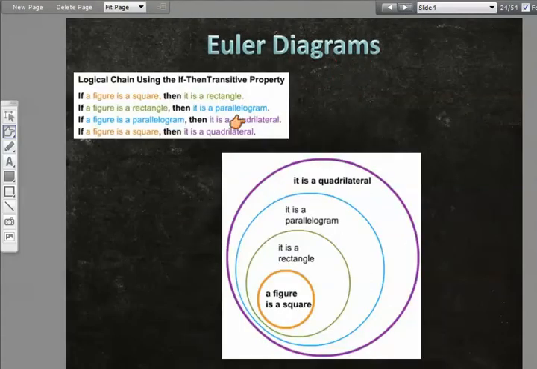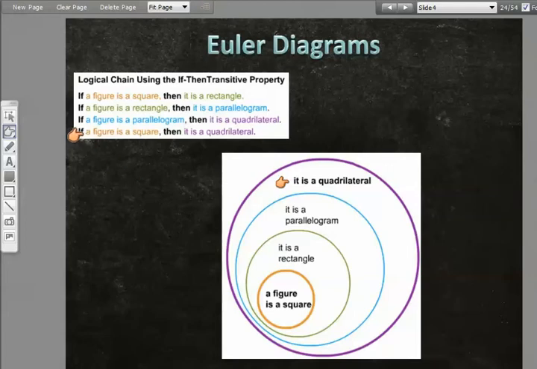I did get this out of the LMS because I like the way that they color coordinate everything. This first sentence, if a figure is a square, then it is a rectangle. We'll see how a figure is a square is in the orange and it's colored orange. It's a rectangle is in the green circle and it's colored green. A figure is a rectangle, still in the green, then it is a parallelogram, in the blue. Well, if a figure is a parallelogram, then it's a quadrilateral. So you got that in the blue and the quadrilateral in the purple.